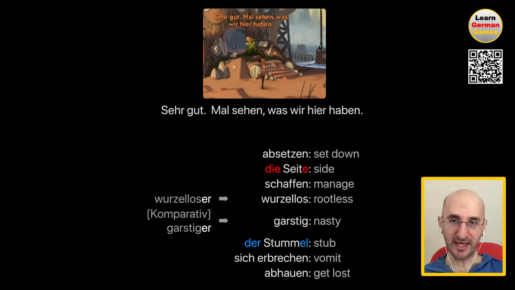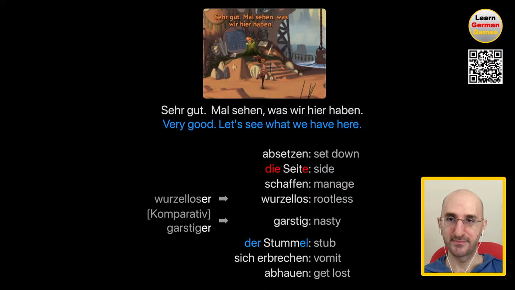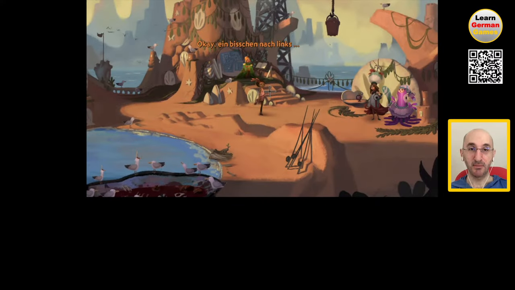Sehr gut. Mal sehen, was wir hier haben. Very good. Let's see what we have here. Mal sehen. It's very common. If you're a beginner, remember it. Let's see. Mal sehen. You can just use it on its own if you want. Also, mal sehen.